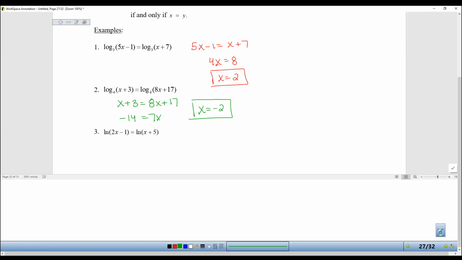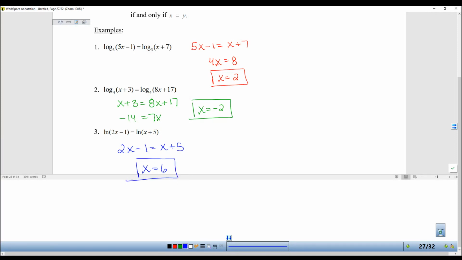And on the last one, I have natural log of 2x minus 1 is equal to the natural log of x plus 5, which means 2x minus 1 must be equal to x plus 5. Subtracting x from both sides and adding 1 to both sides, I get x is equal to 6.